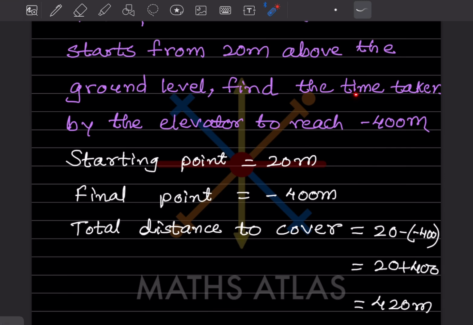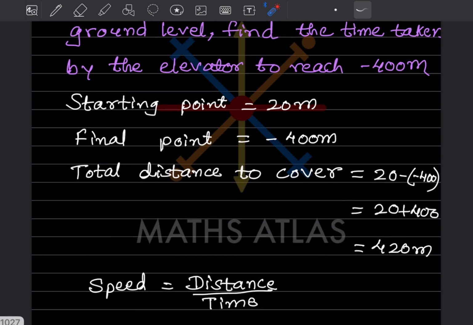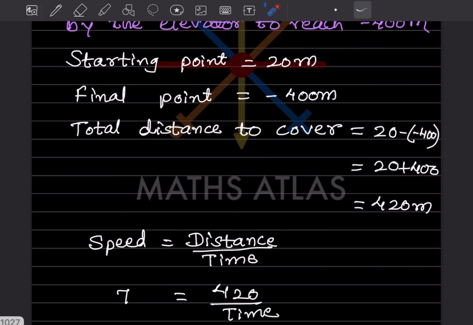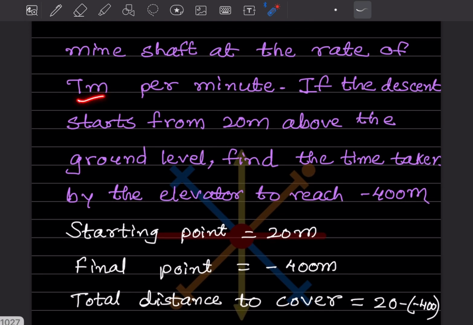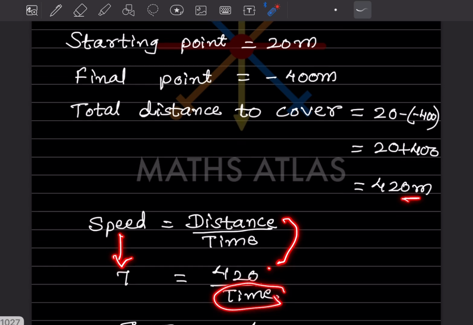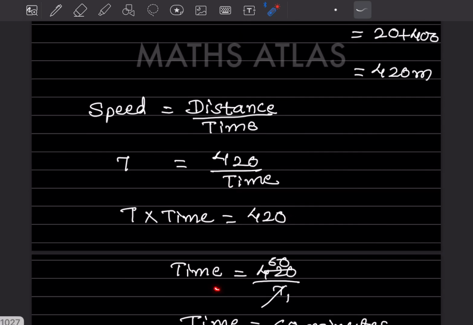So they ask for the time taken. So we have the formula, speed is equal to distance by time, and the rate means this is the speed. That is given as 7 meter, so here you'll write 7. The distance we got is 420 here, and we don't know the time. So when we multiply this, this goes in the numerator, 7 into 10, that is 420. So time is going to be 420.